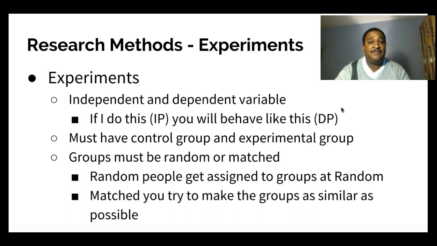Once again, you must have a control group and you must have an experimental group. The control group is the group of people that you're going to leave alone. You're going to let them do whatever they're normally doing, and the experimental group is the group that you're going to make the change on. Groups can be random or matched. So either you pick people randomly, or you pick a certain group of people and you try to make the groups as similar as possible.